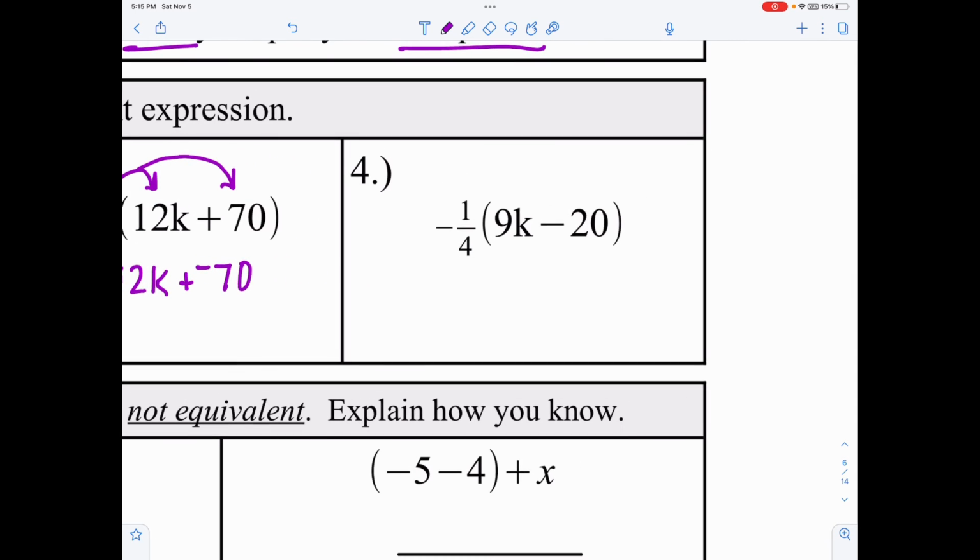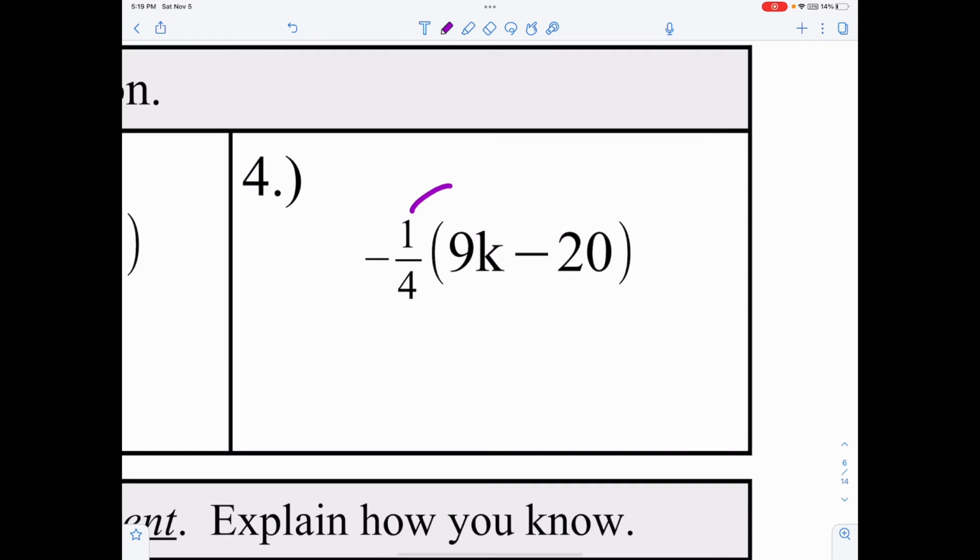Okay, all right, and then over here, this time we're actually distributing a negative rational number. And so it'll be a little bit more of a pain since we're dealing with the fractions. So we have -1/4 times 9k. Remember, this is sort of like 9 over 1k. And so when we multiply this fraction, we end up with 1 times 9 and 4 times 1. And so you end up with -9/4 times k.